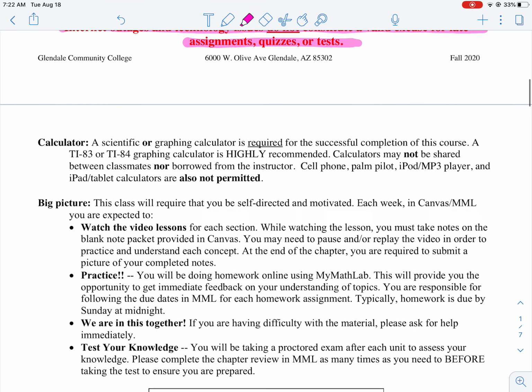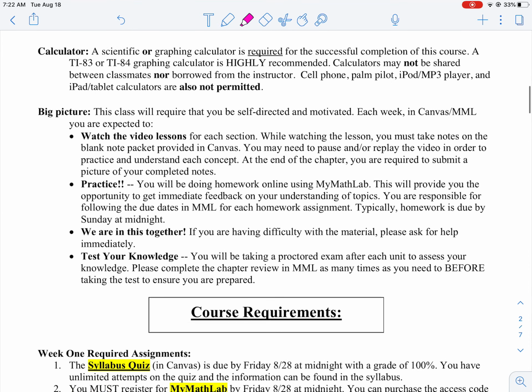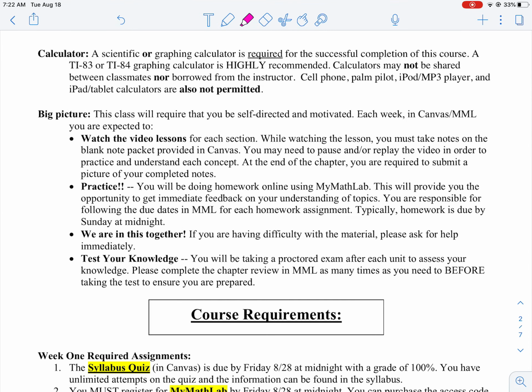You will also need a calculator for this class. A scientific calculator will do, but I highly suggest you get a graphing calculator. You will be able to use these on your exams, and there will be a lot of different problems where they get a little complicated, where you're going to want a calculator.